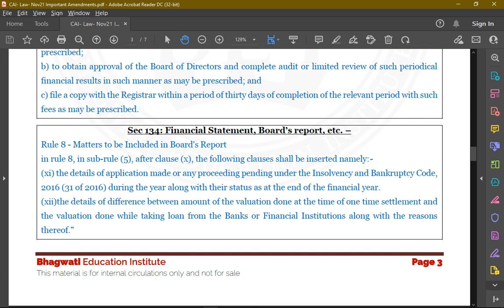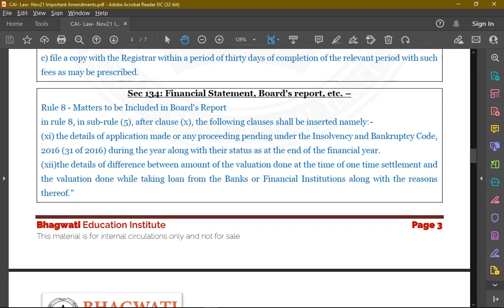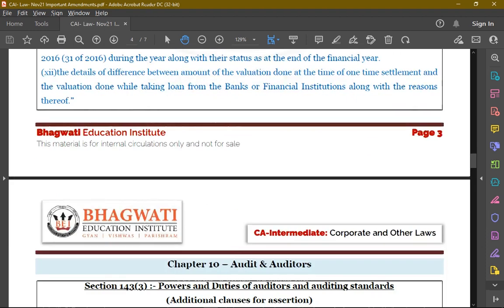Then over here, section 134, you have to provide the details of the bankruptcy, and if there is any difference between the value taken at the time of taking the loan and at the time of settlement, you have to provide it in the board report.